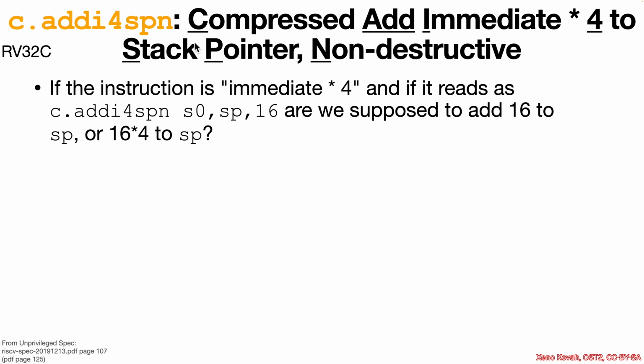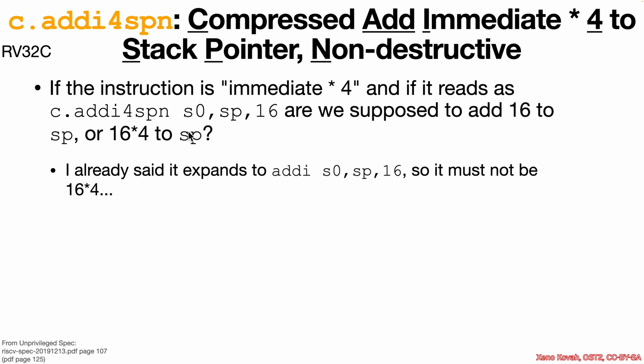Okay, so let's break it down now. It's compressed add immediate times 4 to stack pointer non-destructive. If the instruction is immediate times 4, as it says right here, and I'm reading an assembly instruction that has s0, sp, and 16, we are left with some ambiguity: is this immediate multiplied times 4? Or is a smaller immediate of 4 already multiplied by 4, and the disassembler is just telling us 16 because it already calculated 4 times 4 to get 16? So that's ambiguous, and we have to dig into the actual encoding and documentation. I don't really want to cover that this early in the class, but unfortunately, in order to understand what's going on with these compressed instructions, we kind of have to.